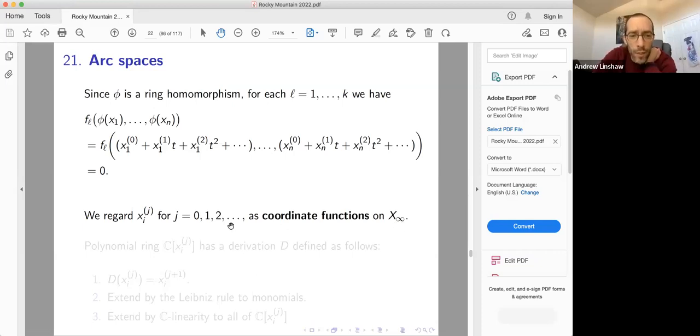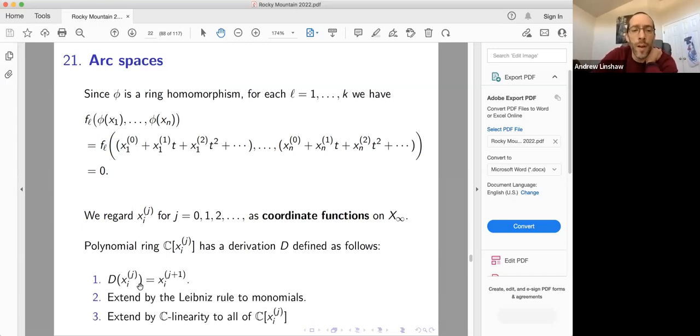And I can consider the ring of polynomials in these coordinate functions. This has the derivation D that I define by just raising this index. You may have seen in other papers that sometimes there's an extra factor of j plus 1. It doesn't matter how you normalize this in characteristic 0, so I'm just choosing to do it this way. So D just raises this index, I extend it by the Leibniz rule to monomials, and then I extend it linearly to the whole polynomial ring.